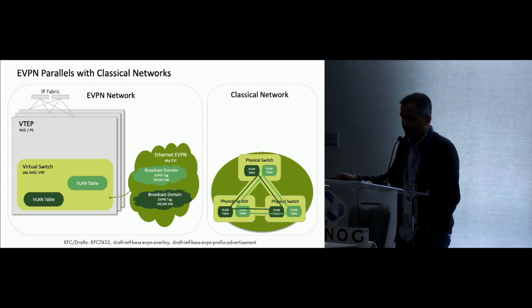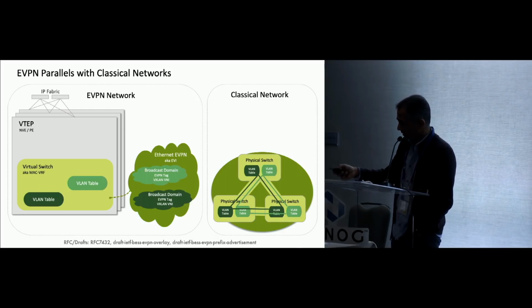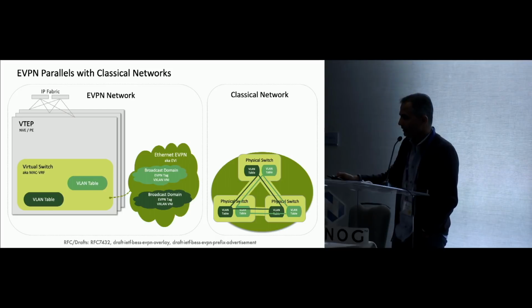In the EVPN network, you have VXLAN tunnels connecting the virtual switches, and with these tags called VNIs, virtual network IDs, that are the corollary to the classical network's VLAN trunks, right? So you can think of the VXLAN tunnels as the same as the VLAN trunks that connect the VLAN tables together. Okay, actually, let me go back one second.